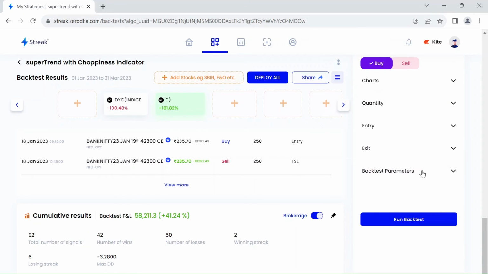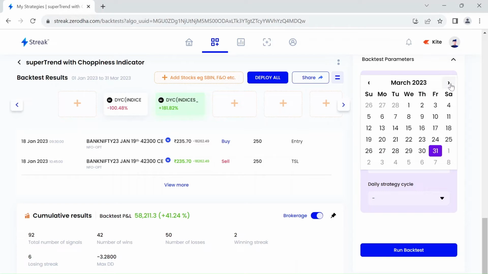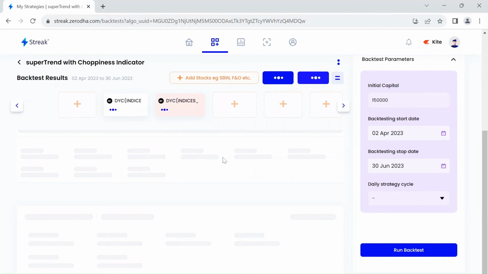So I'm going to run for another 3 months, because we can only test it for like 3 months, a 90 days period. So let's test for another 3 months.